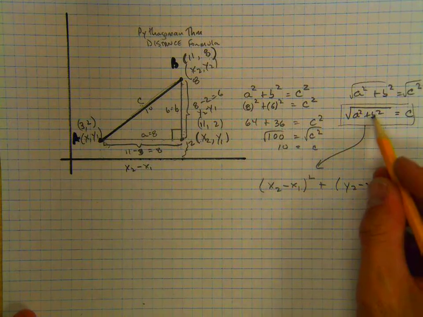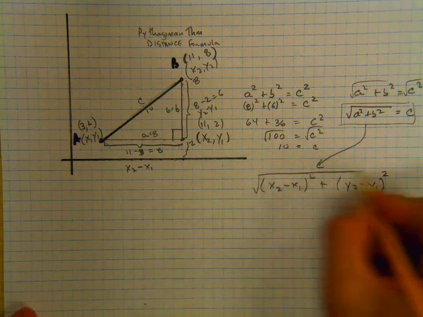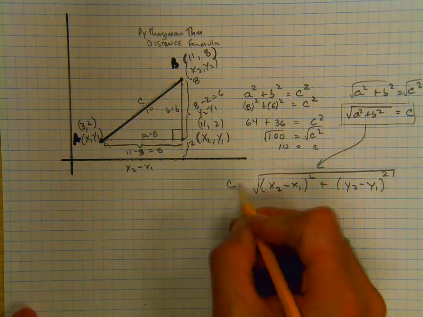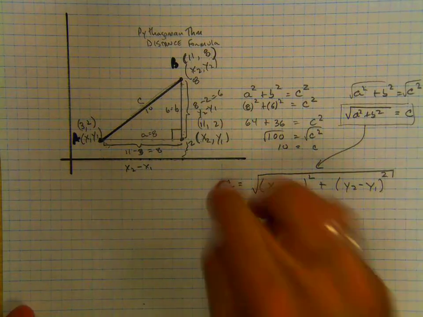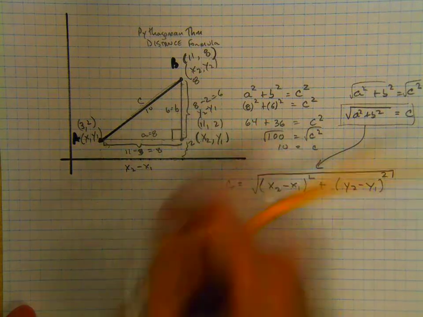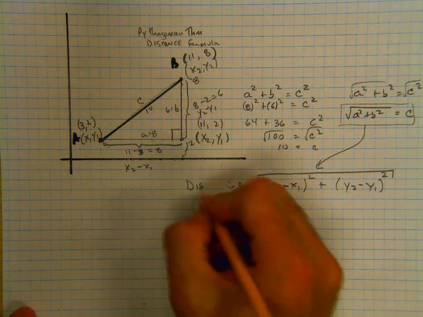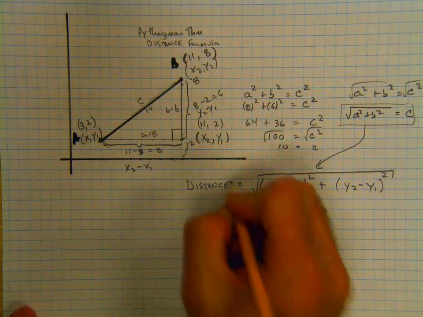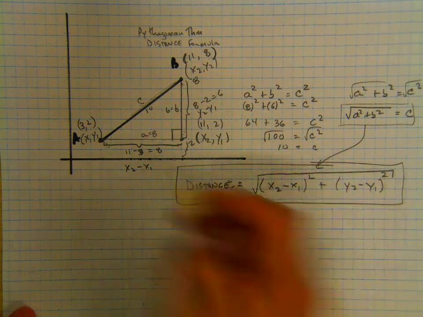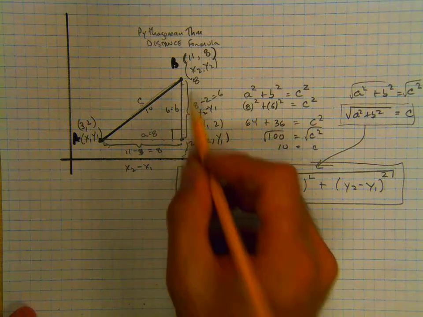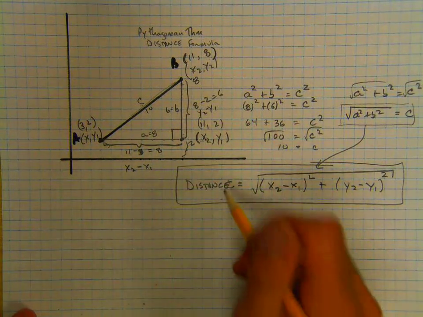So you plug that in for b, and if we take the square root, now we get distance c. And this is the distance formula. We're figuring out this leg, squaring them both, taking the square root. Now we got the distance.